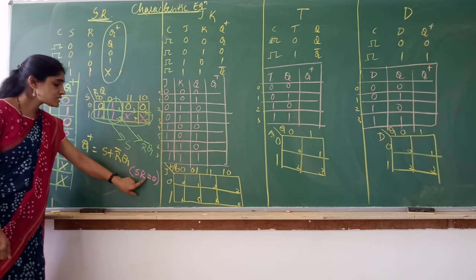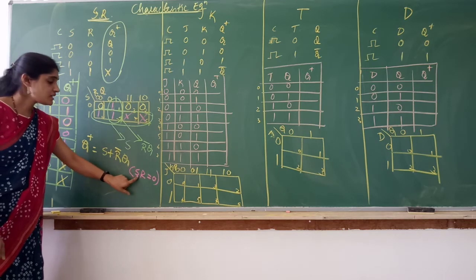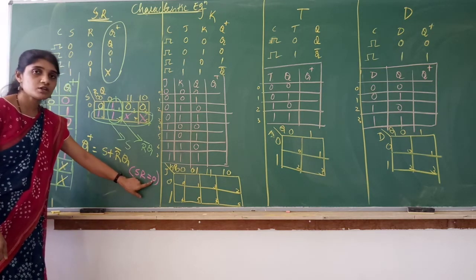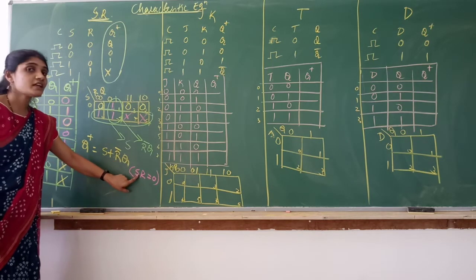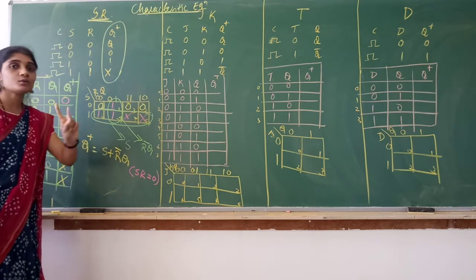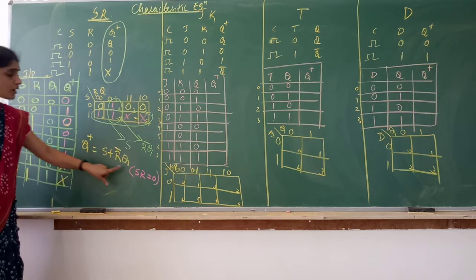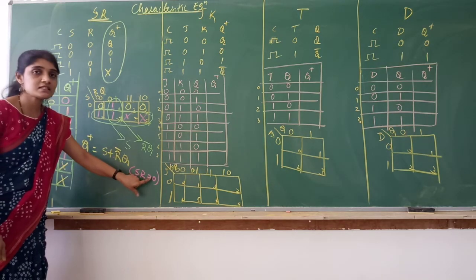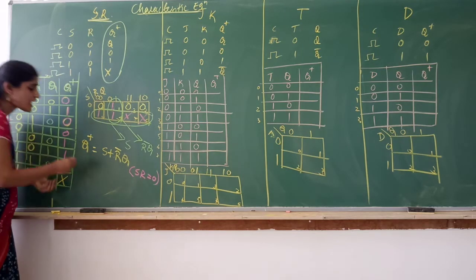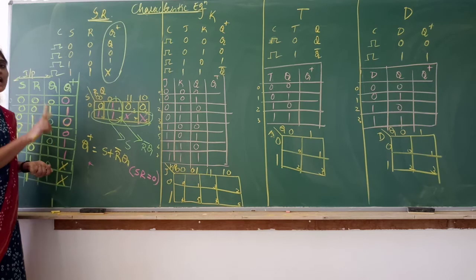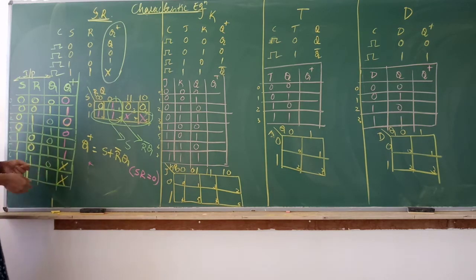So this implies that anytime either S should be equal to 0 or R should be equal to 0, or both can be equal to 0. But both S and R cannot be equal to 1 simultaneously. So when you derive the equation for SR flip-flop, below that you have to write SR equal to 0 and put a star over here and write: this implies both S and R inputs cannot be equal to 1 simultaneously. That means this condition does not exist in SR flip-flop.